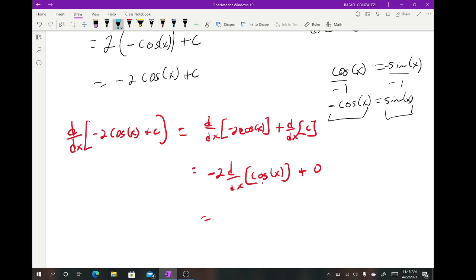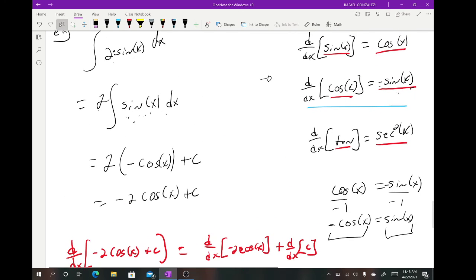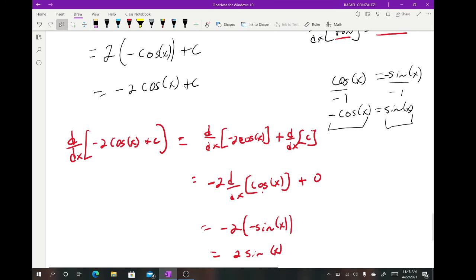So we have negative 2 times negative sine of x, which is equal to 2 sine of x, which is exactly what we had in the integrand when we began, 2 sine of x dx. So this is in fact the antiderivative. Negative 2 cosine of x plus c is the antiderivative of 2 sine of x dx.